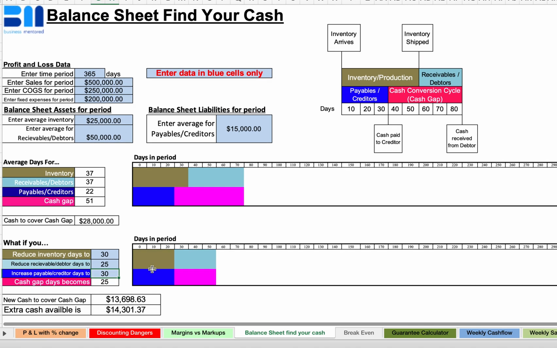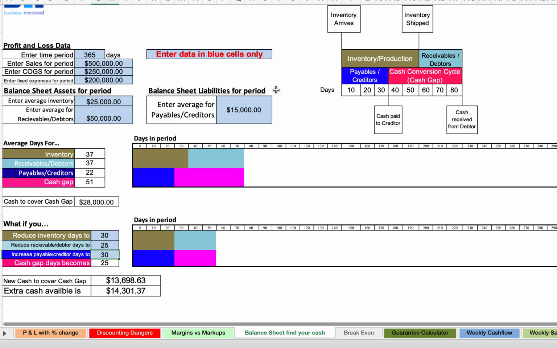So that's how we use the Find Your Cash tool when it comes to your balance sheet. Have a play with your business numbers, download your balance sheets and put some figures in and see how you go.